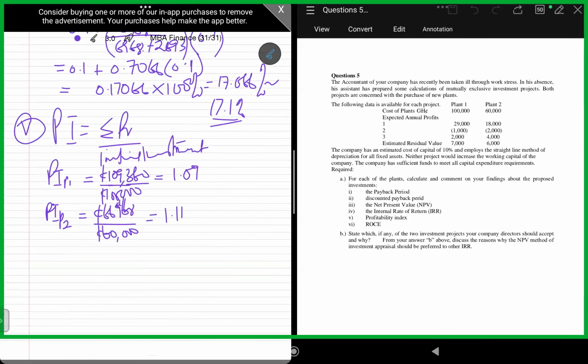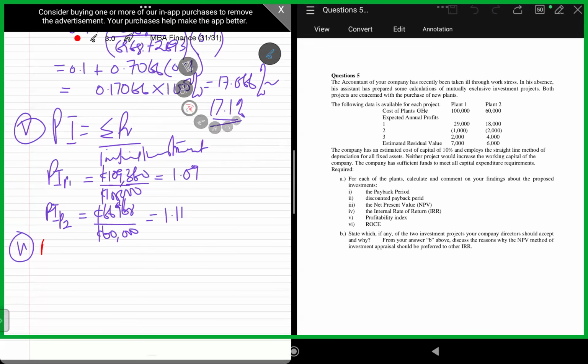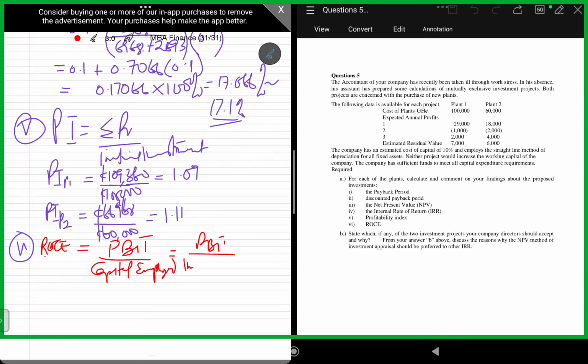The last one, ROCE. ROCE says return on capital employed, where the return is PBIT, over the capital employed, or PBIT over initial investment. Are you getting it? Yeah. So what is the ROCE for plant one?